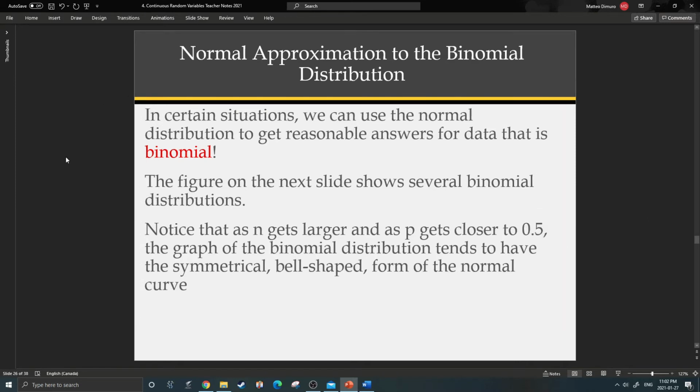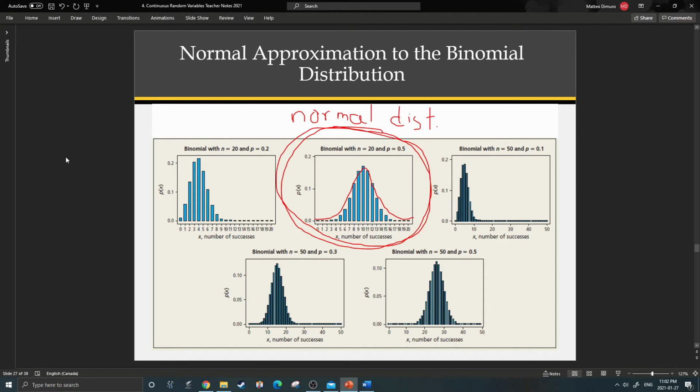Let's go ahead and take a look at these wonderful pictures. I circled the one that ends up being a normal distribution, but here's binomial with n equal 20 and a probability of 0.2. So it looks like a skew, right? Look at this one, n equal 50. So big n, small p.